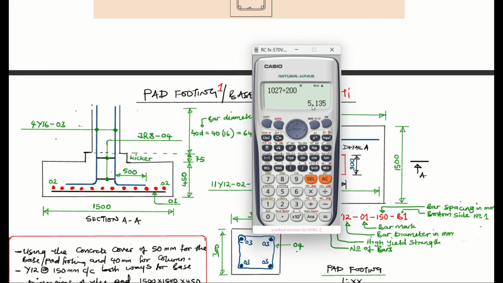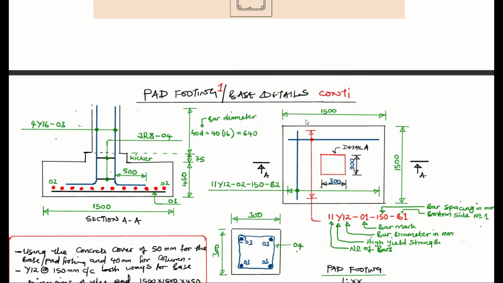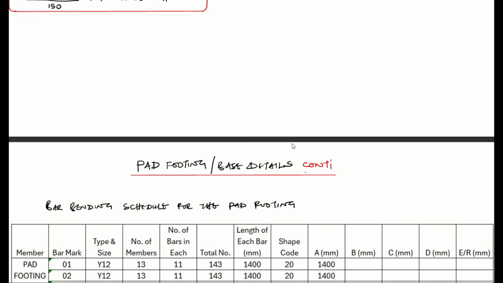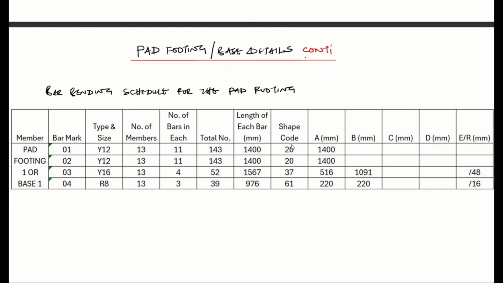After getting the 5.135, the formula tells us that we must add 1 to it. It gives us 6.135. Like I said, you round off to the nearest whole number. So the number of your links will now be what? 7. That's if we were not given the number of links and we are given a spacing of 200. Here where I have 3, I'm going to put 7. So that's how you calculate the number of links.